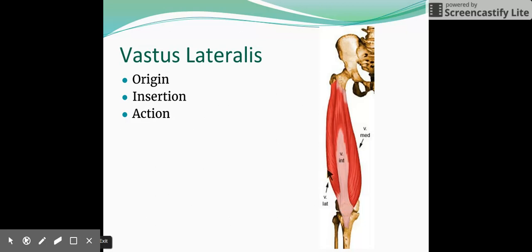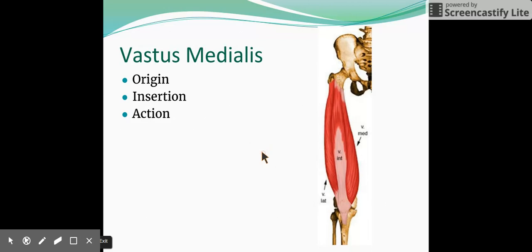And its action is to extend the knee. And this is actually kind of important because your quads are all about extending the knee. And the interesting thing is, as opposed to the arm where all of the muscles on the anterior side were flexors, in the upper part of your leg, all of the muscles are extensors on the anterior side. On the posterior side, they're all going to be flexors, and we'll talk more about those guys later.